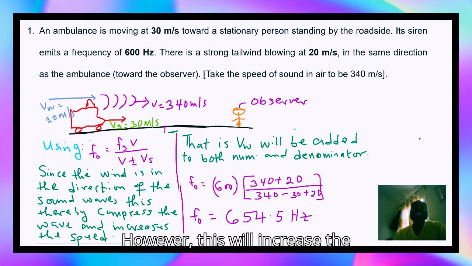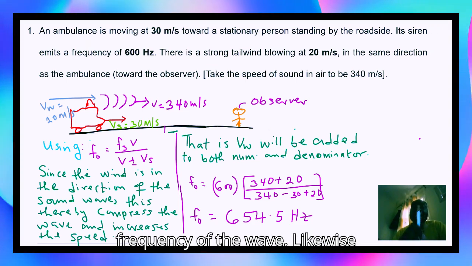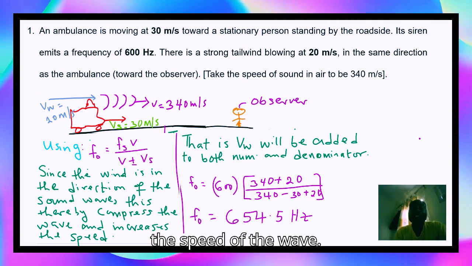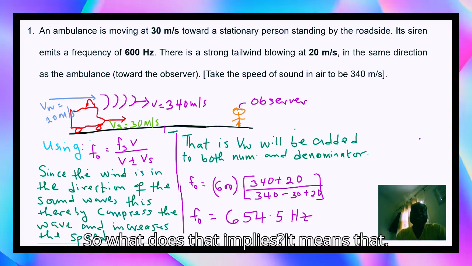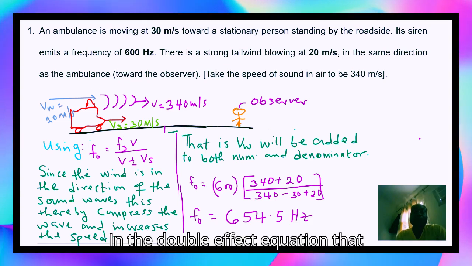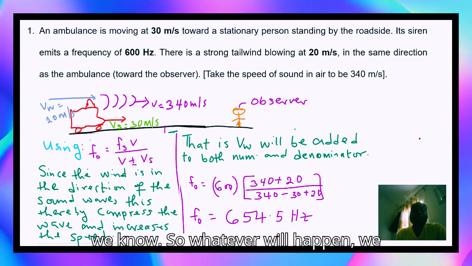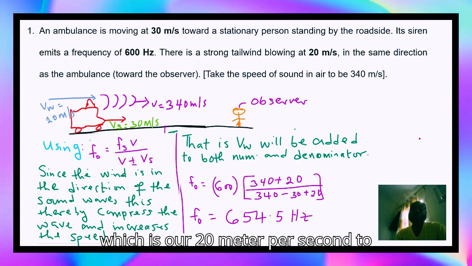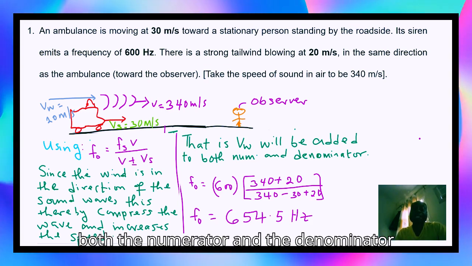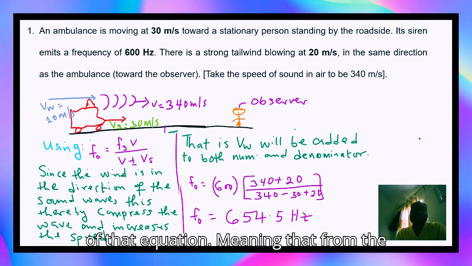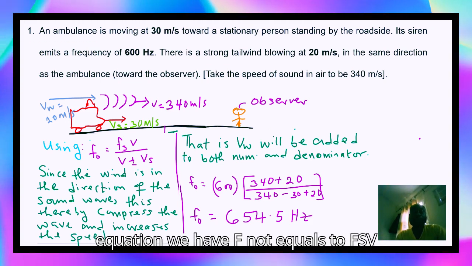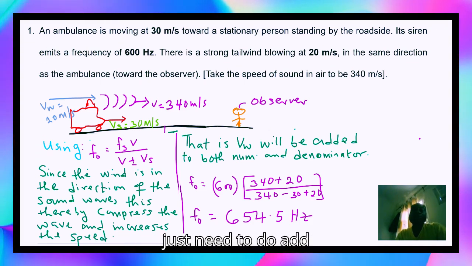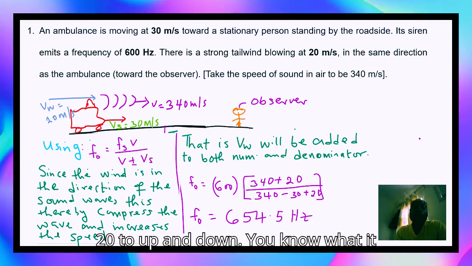However, this will increase the frequency of the wave. Likewise, it will increase the speed of the wave. So what does that imply? It means that in the Doppler effect equation that we know, we will add the wind speed, which is 20 meters per second, to both the numerator and the denominator of that equation. Meaning that from the equation we have f0 equals fs times v over v plus or minus vs. So what you just need to do is add 20 up and down.